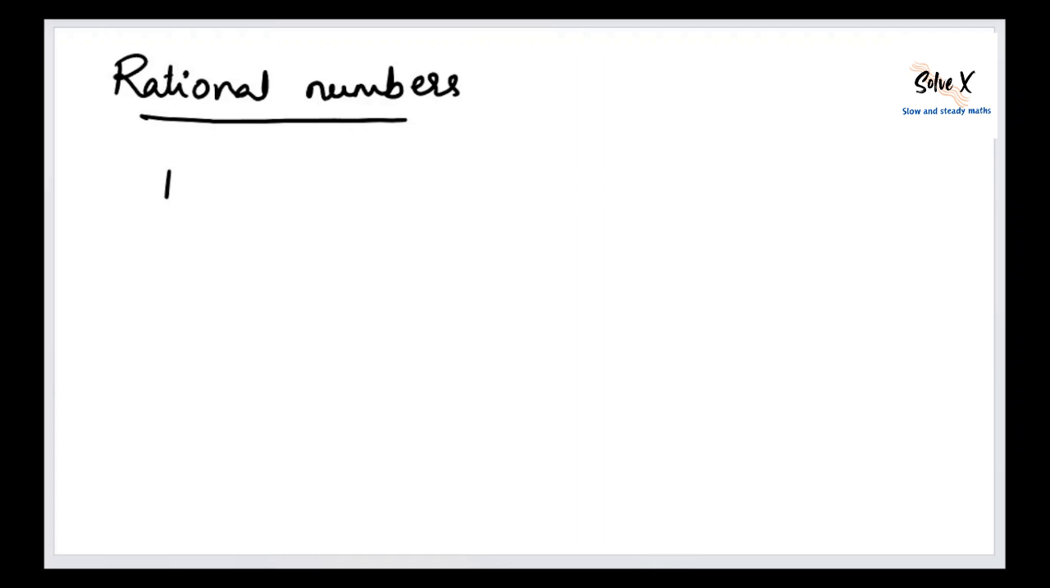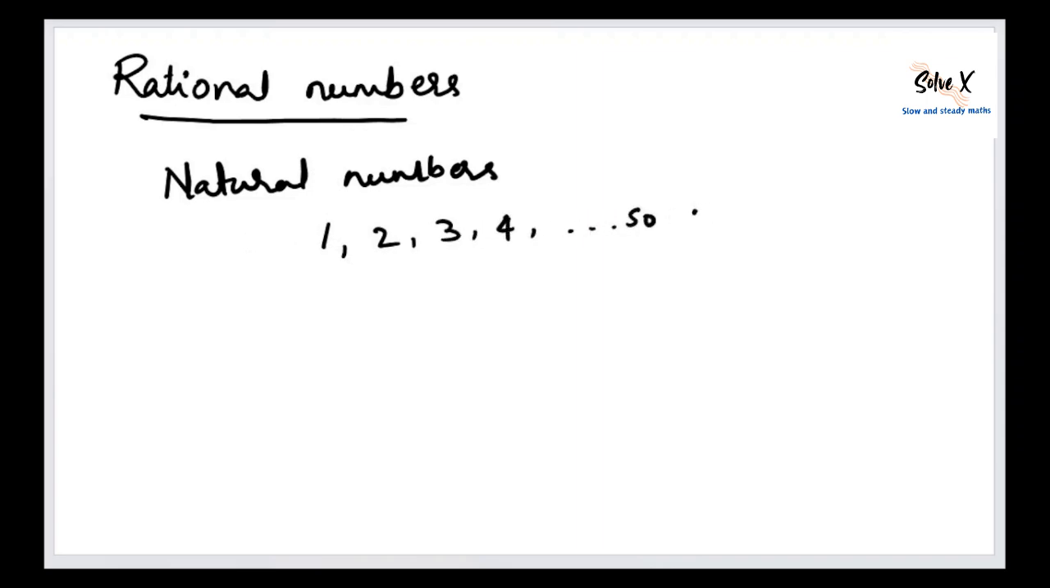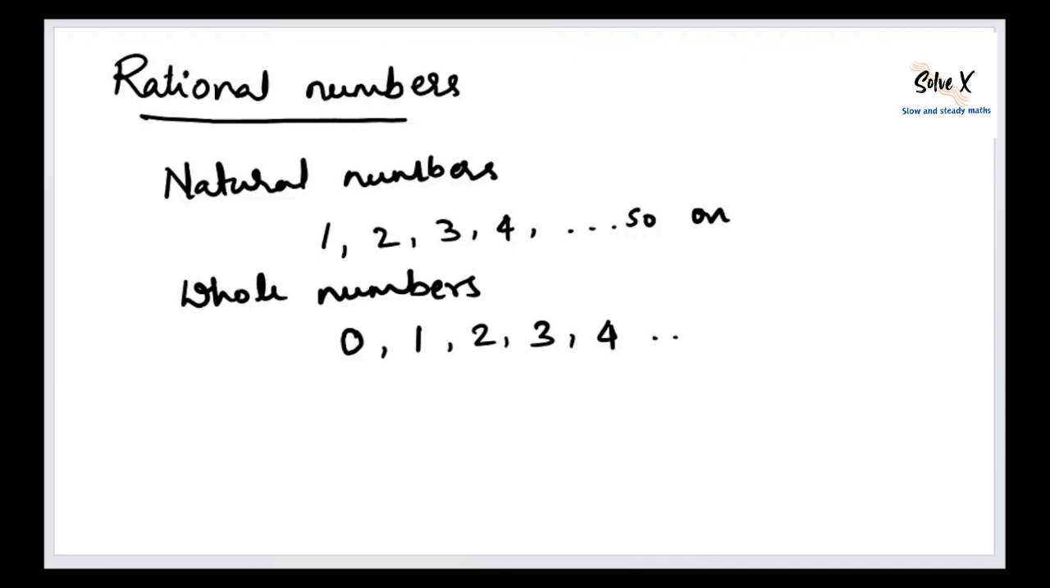So we know that there is something called natural numbers, right? So what are natural numbers? Numbers that begin from 1, 2, 3, 4 and go on are called natural numbers, right? Then what are whole numbers? Whole numbers begin from 0, and then there is 1, 2, 3, 4 and so on.